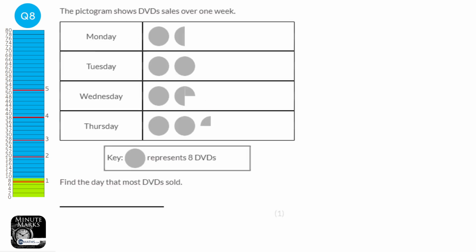That is where point B is. The key says that a circle represents 8 DVDs, and if we cut it up, then each quarter represents 2. So Monday had 8 and 2 and 2, which is 12. Tuesday had 8 and 8, which was 16.